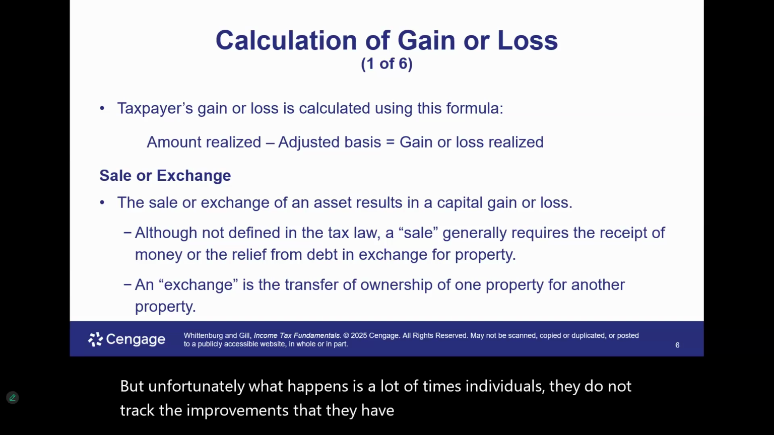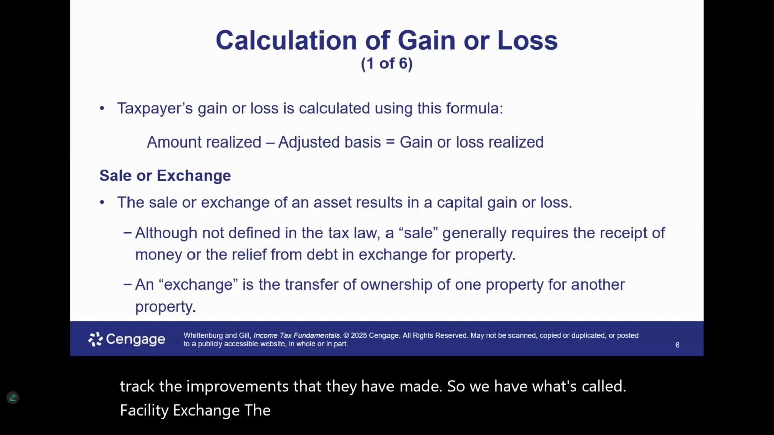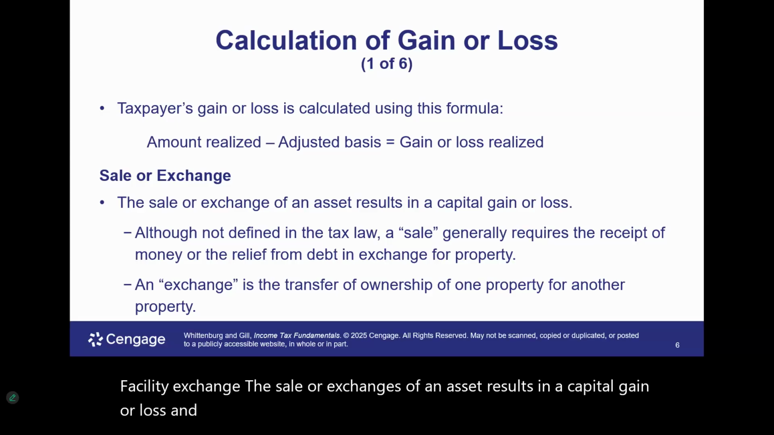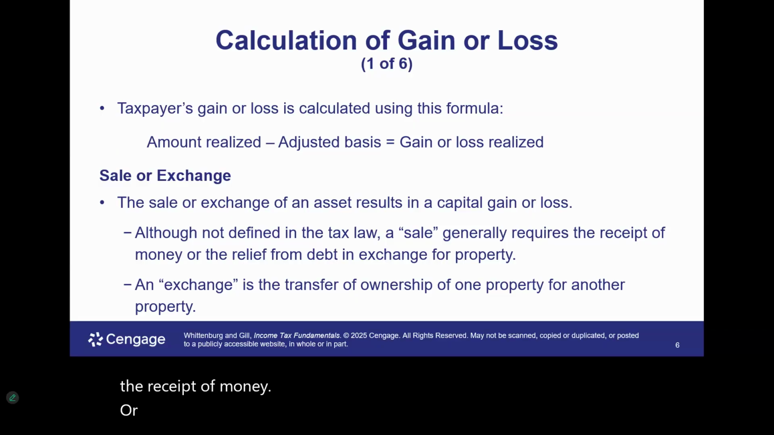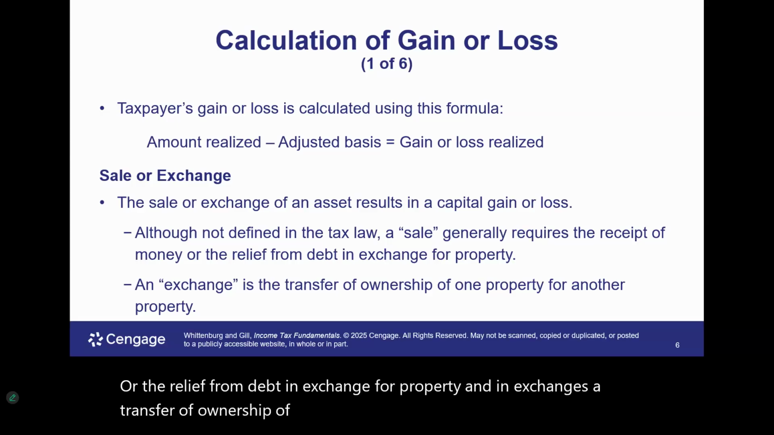So we have what's called the sale or exchange. The sale or exchange of an asset results in a capital gain or loss. Although it's not defined in the tax law, a sale generally requires the receipt of money or the relief from debt in exchange for property. And an exchange is a transfer of ownership of one property for another property.